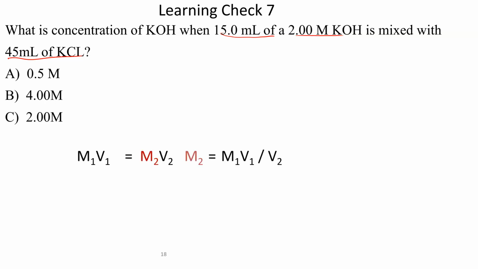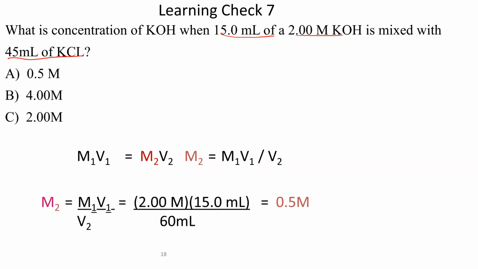So here's our formula. Generic, nothing changes. You can pretty much just memorize this: M2 equals M1 V1 over V2, and that's how you handle it. So plug and chug. 2 times 15. Notice 60. Where did it come from? 15 plus 45. That's where it came from. So we had a 0.5 molar solution. That's how you deal with concentration of solutions and the different calculations.